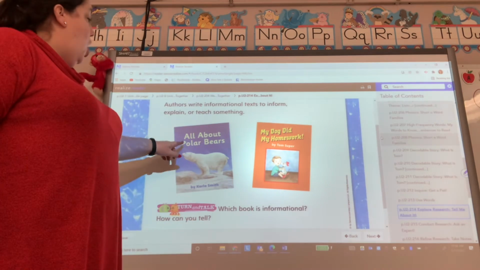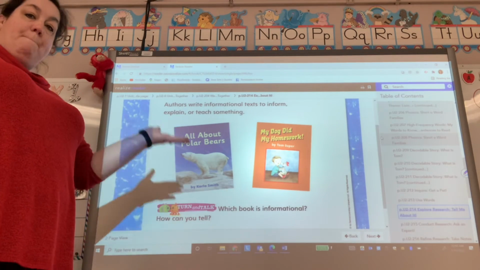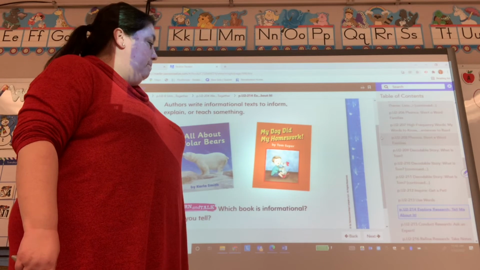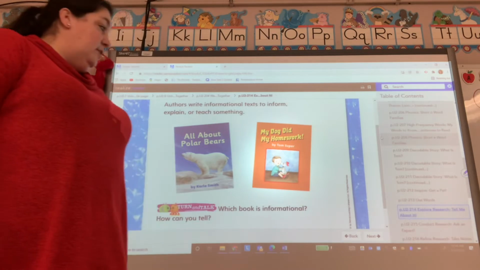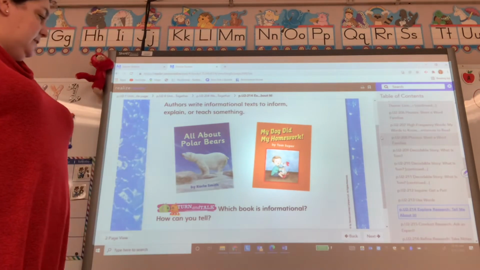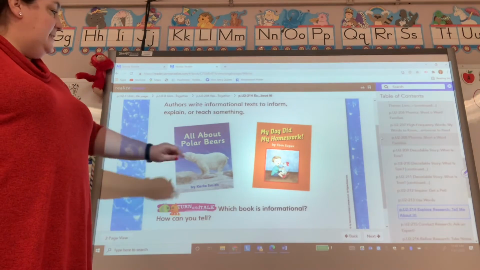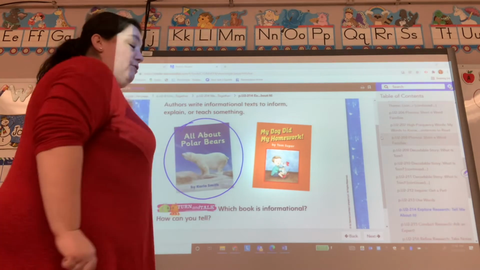We have All About Polar Bears. Now, what do you think that's about? Polar bears. And then we have My Dog Did My Homework. That looks like a cute little story about a dog doing the little boy's homework. Which book is an informational text? Which book do you think is an informational text? I'm going to say All About Polar Bears. And do you know the reason why?